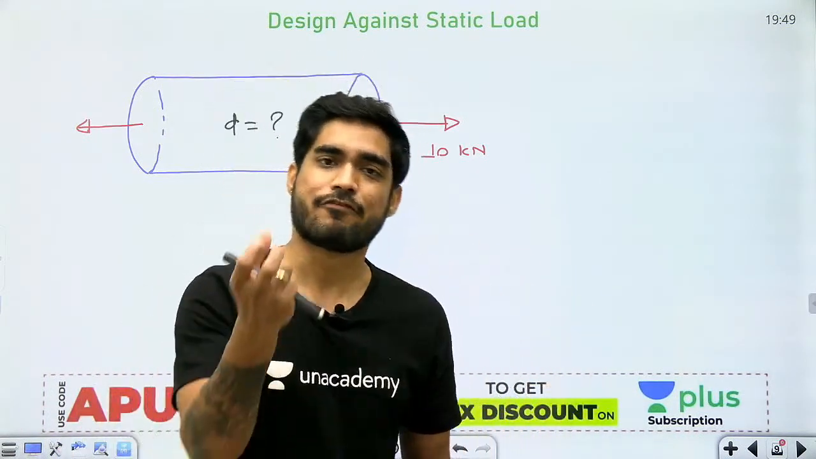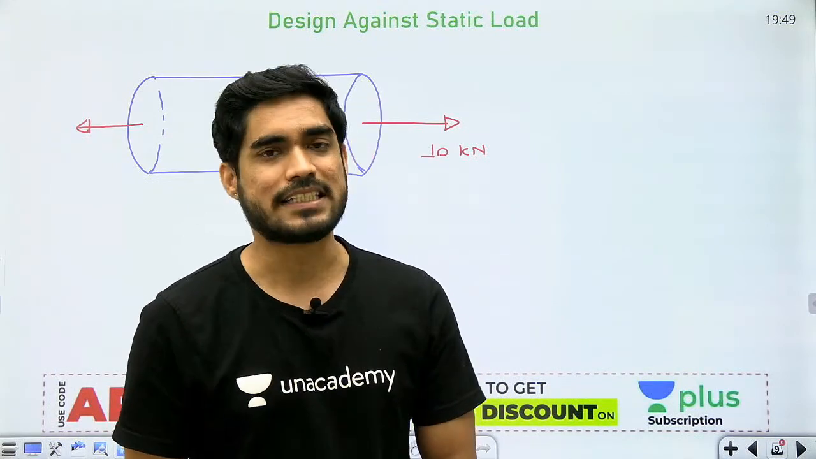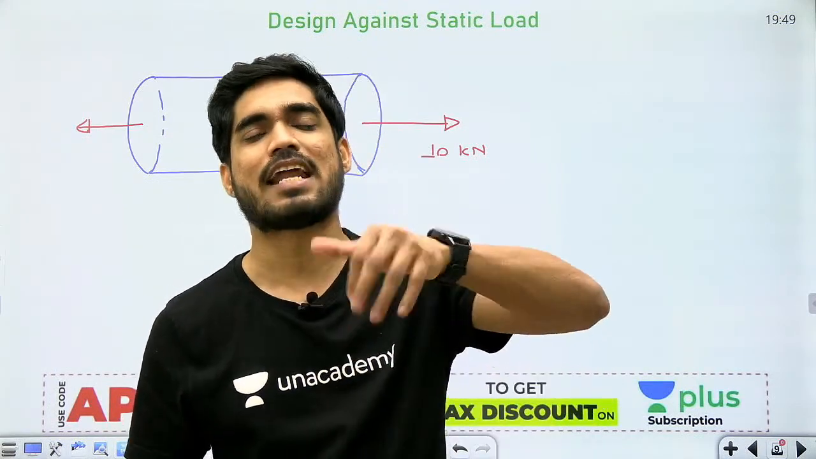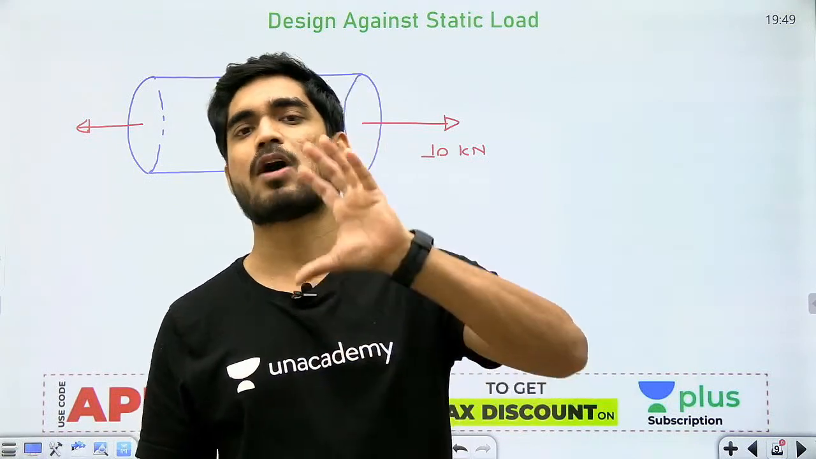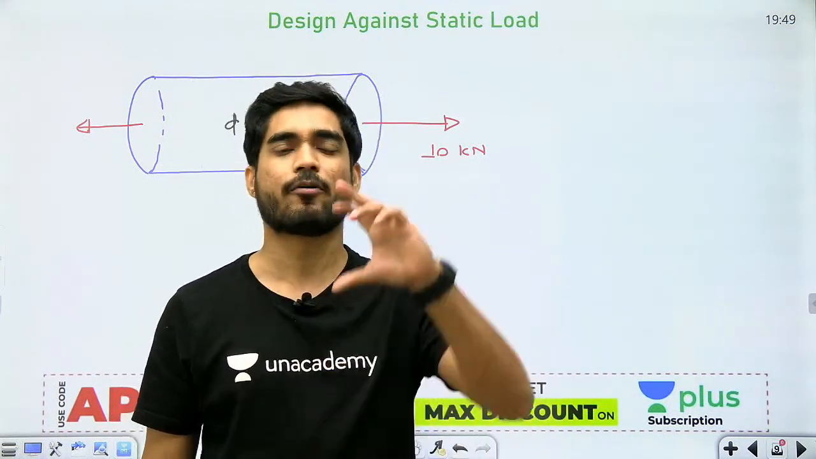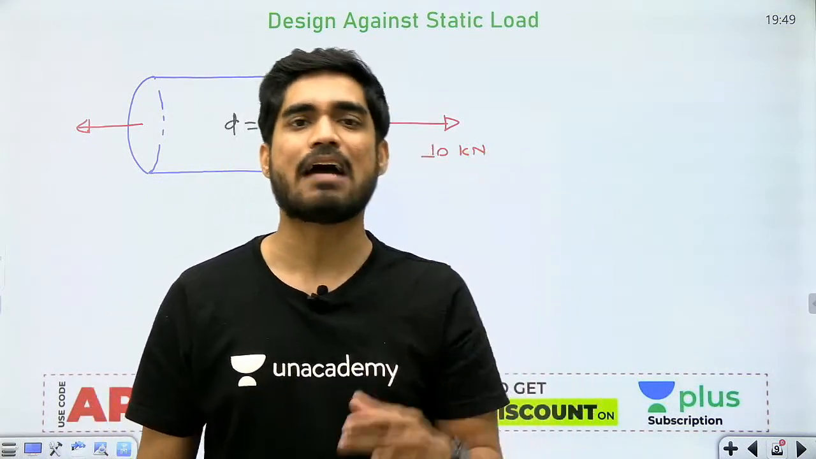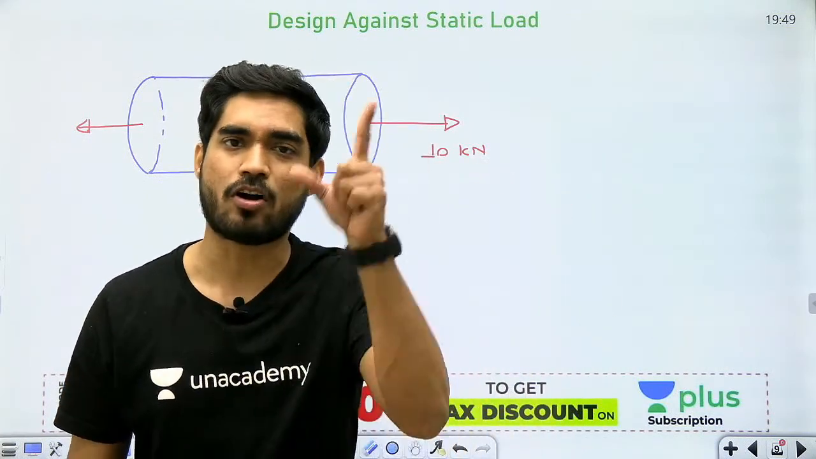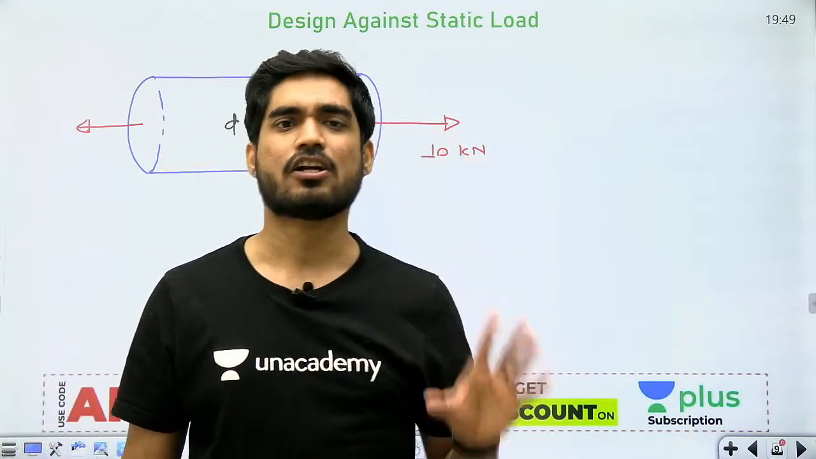For example, if I talk about a shaft, the shaft is subjected to bending as well as twisting. So if I give you a bending moment and a twisting moment, this shaft is subjected to this much bending moment, this much twisting moment. Find the diameter of shaft. So that is design of shaft against the static load.